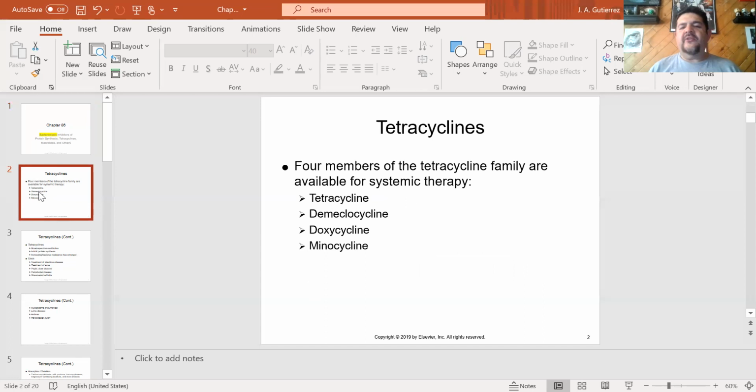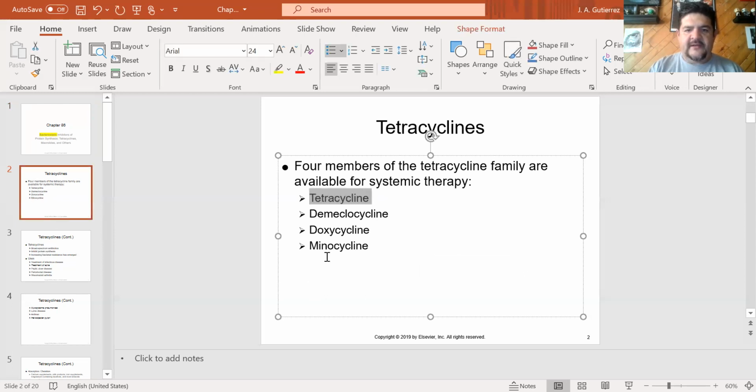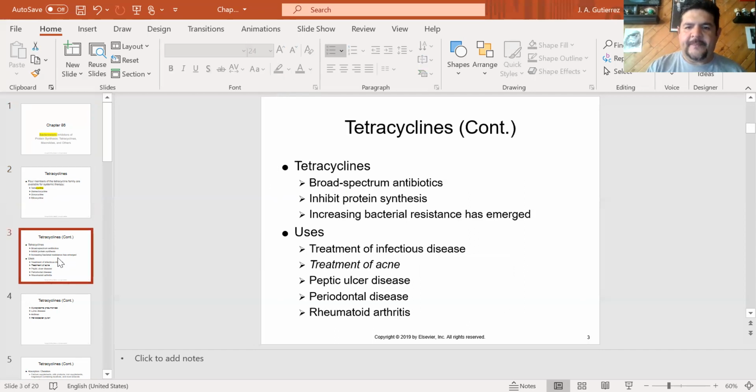Okay, so the first group of antibiotics that we have here is tetracyclines. As you can see, they end in cycline: tetracycline, doxycycline, and minocycline. So that's how you can identify them. Tetracyclines end in cycline.